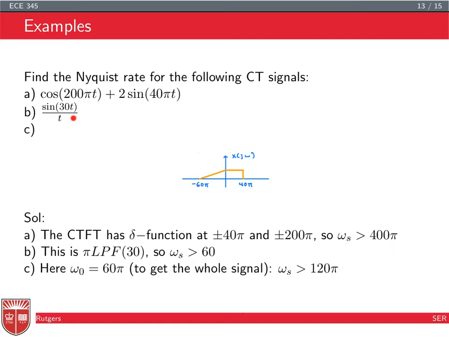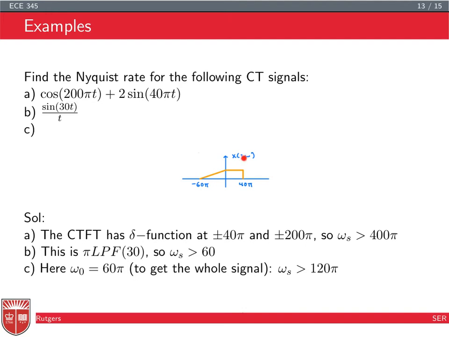And the second signal here is 30 sine 30t divided by t. So you can see that this is basically an LPF. It's missing a pi here, but you can multiply by pi. So it's an LPF with the cutoff frequency 30. So you have to sample at a frequency greater than 60.